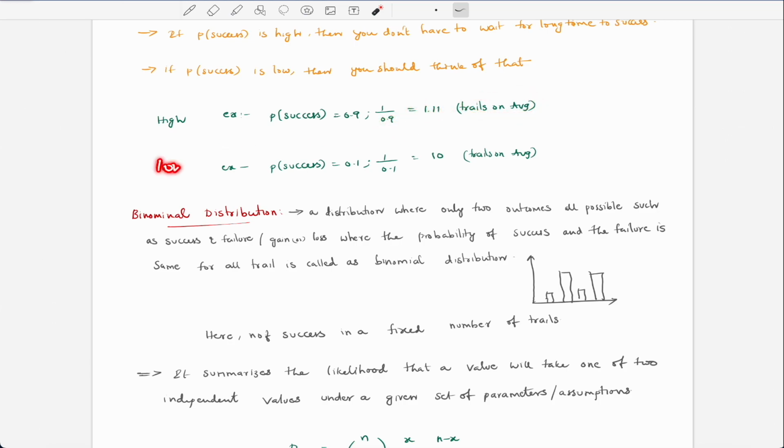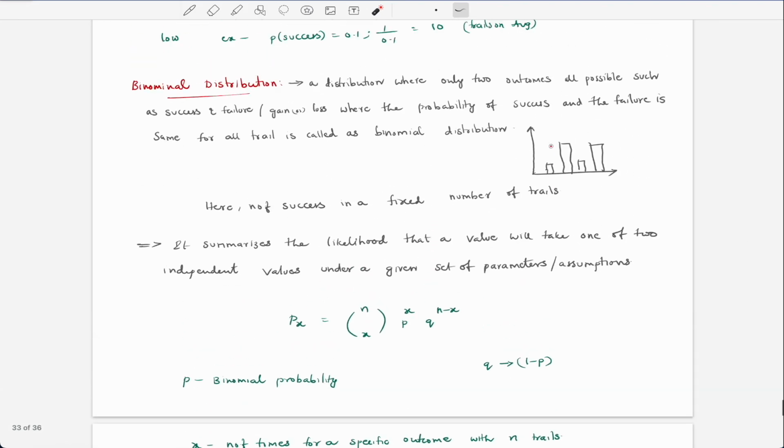And if the probability of success is low, which is 0.1, then 1 by p is 1 by 0.1, and we simply do 10 trials. Means if we do the trials, it will definitely try about 1.1 times. And if we trial these two, there is a 90% chance to get here, and there is only a 10% chance to get here. I hope you understand this.